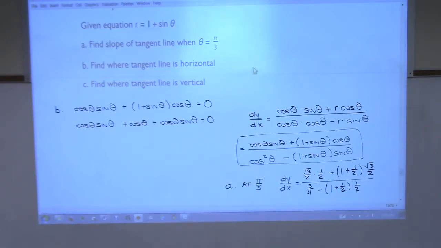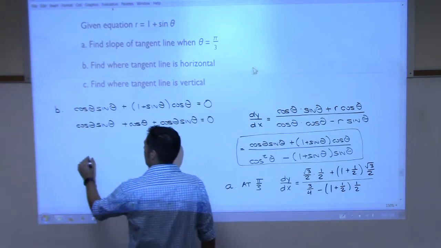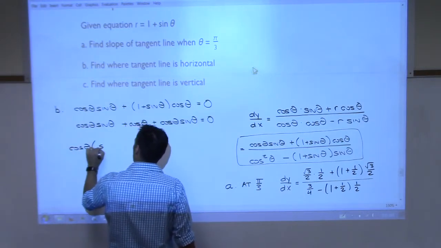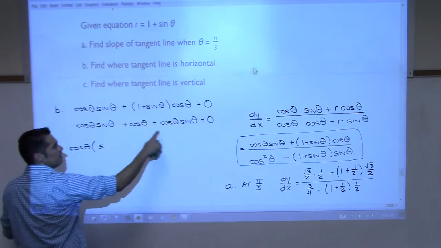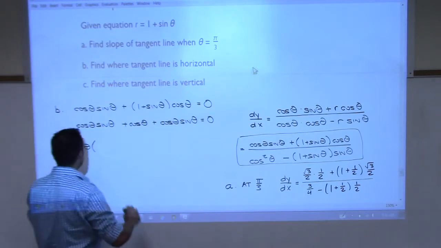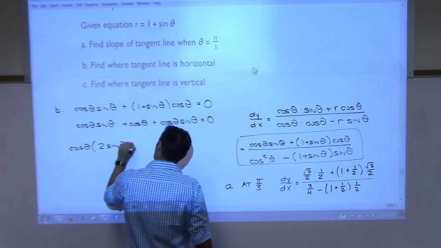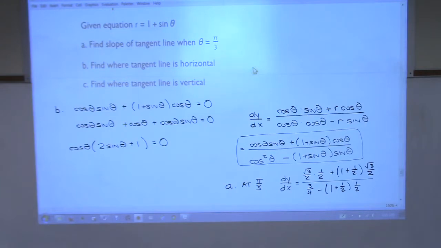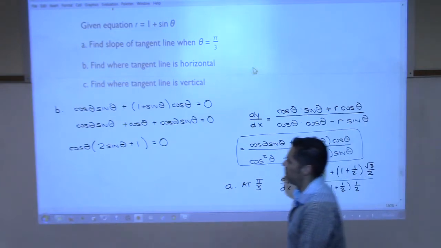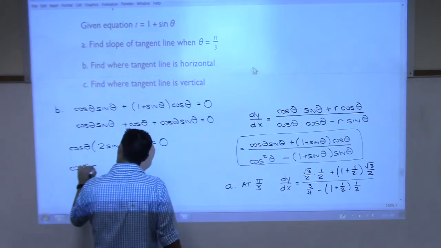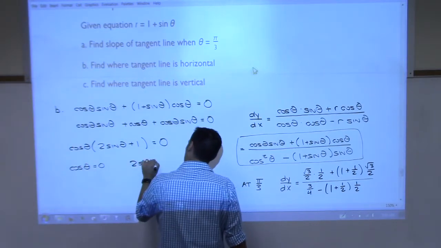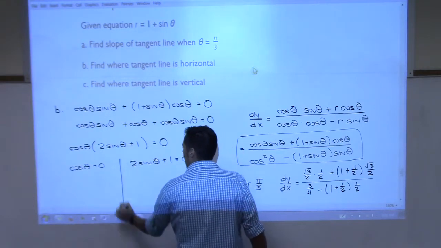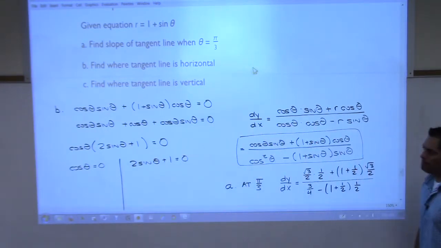We can factor some stuff out. You can factor cosine out. If you factor cosine out, you get sine theta. How many sine thetas will I have? I have sine theta here, I have a sine theta there also, right? So I'll actually have 2 sine thetas plus 1 equals 0. And since it's factors, set them each equal to 0. So cosine theta equals 0, and 2 sine theta plus 1 equals 0. All right, where is cosine 0? Pi over 2 and 3 pi over 2, right?